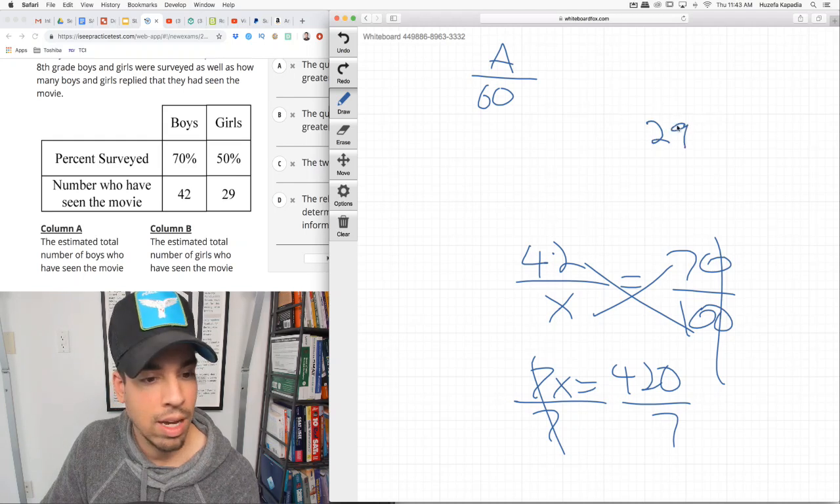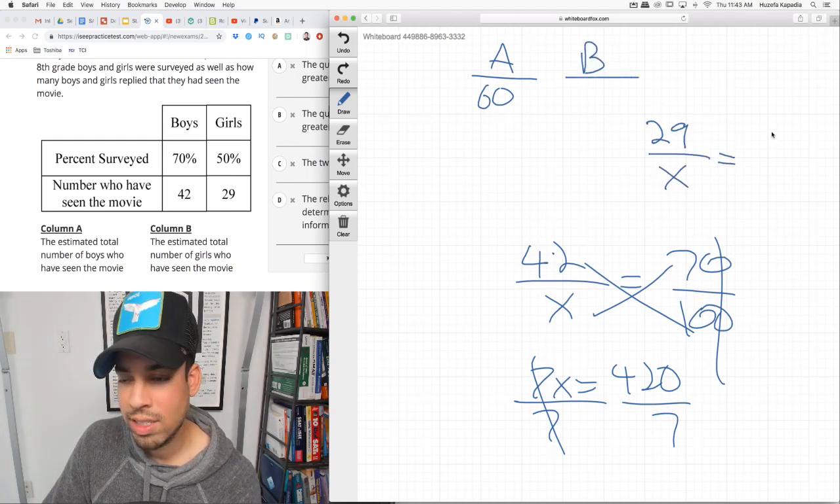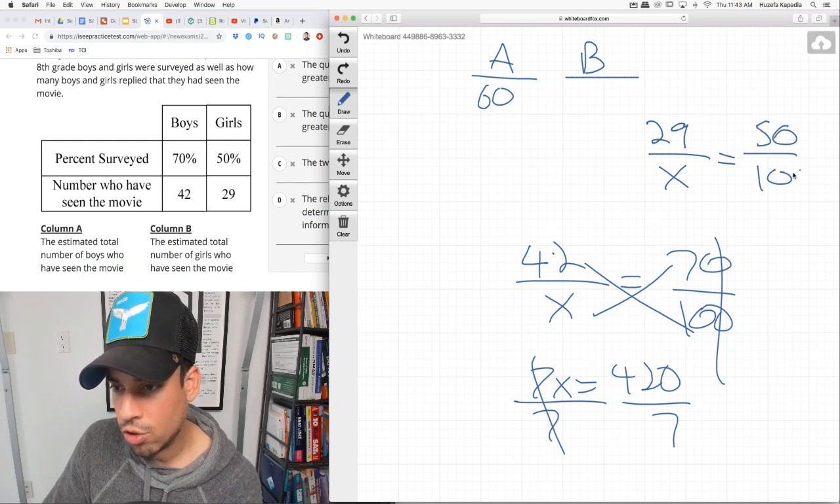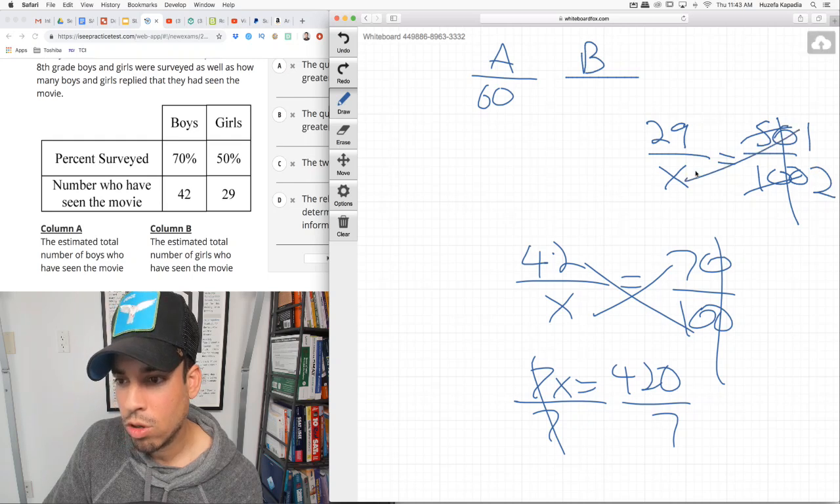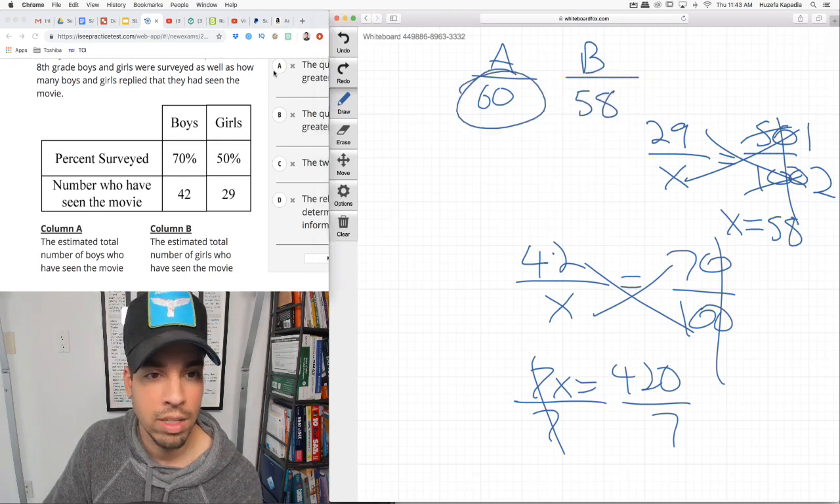And then again, let's go to B. 29 over x, whatever the number of girls is, equals 50 out of 100. And again, we can solve this. I can reduce 50 over 100 to 1/2. Cross multiply, 1x equals 29 times 2, so x equals 58. So the number of girls is 58, which is smaller. So A is our answer.